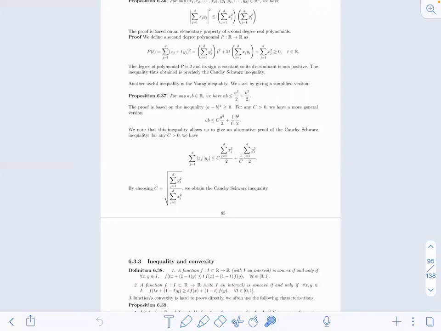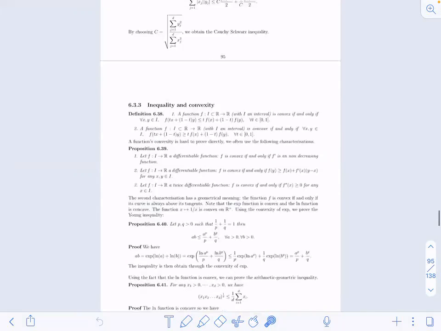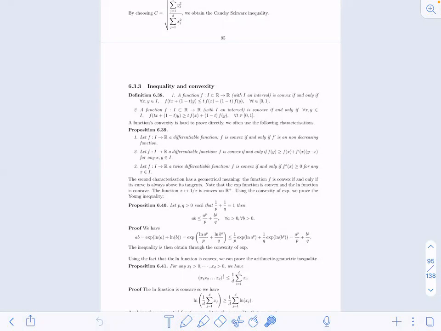What we are going to discuss is the idea of convexity, because that's a useful property for functions. So let's take a look at what that means, and that will finish off chapter 6's theory.